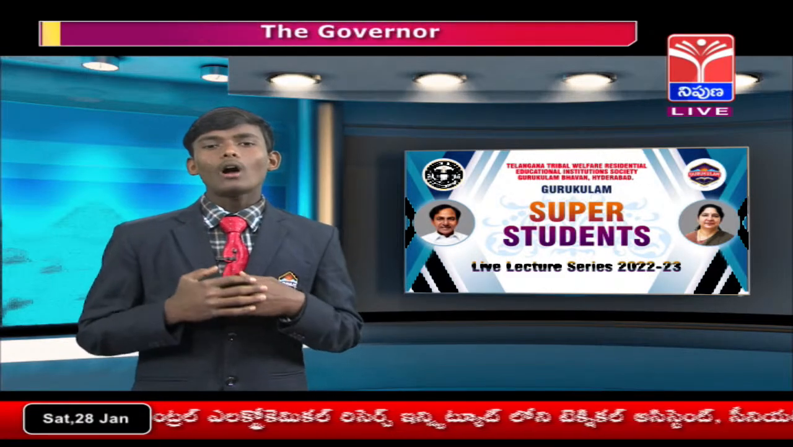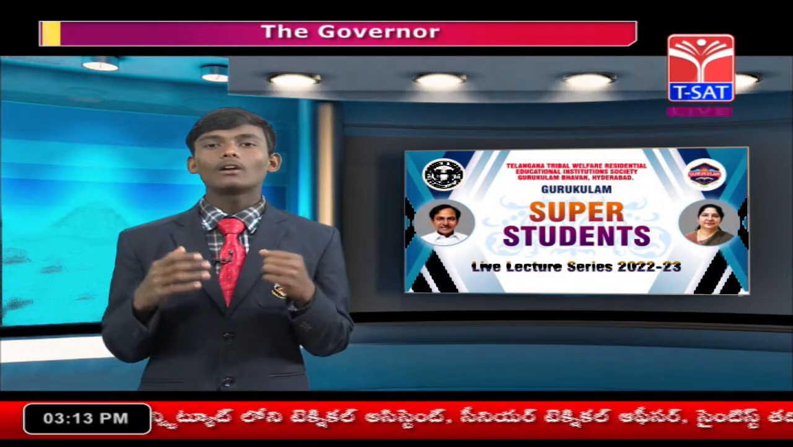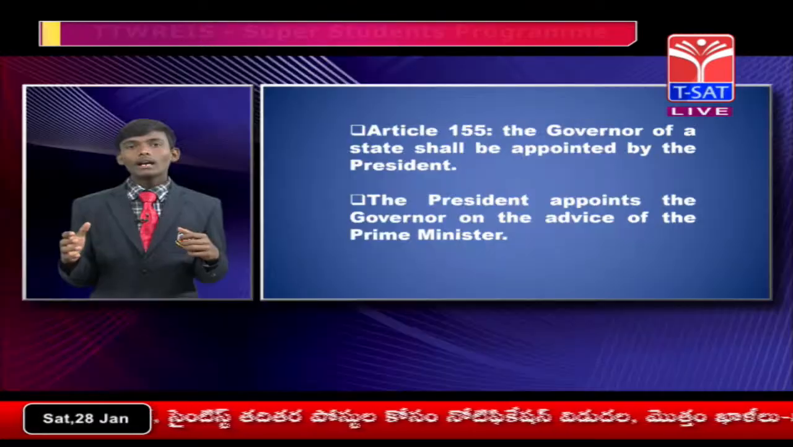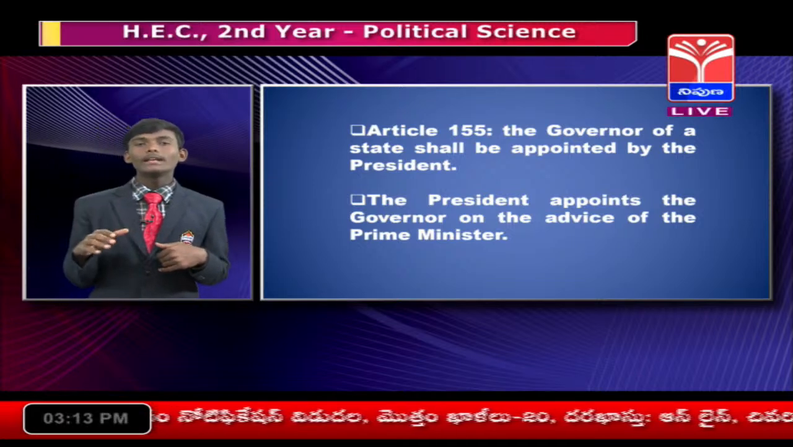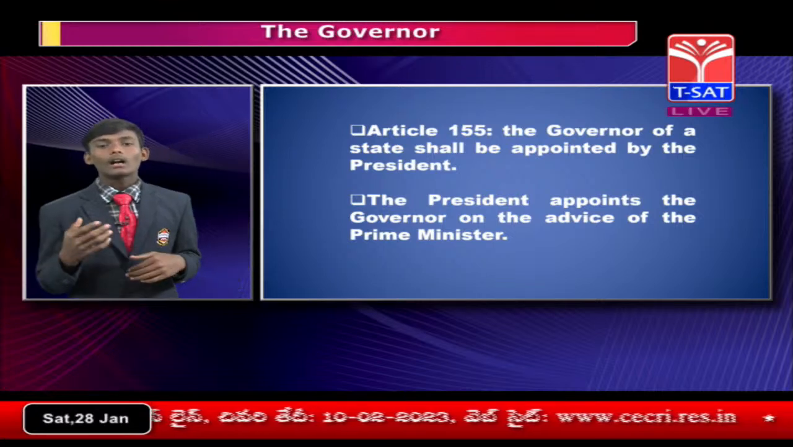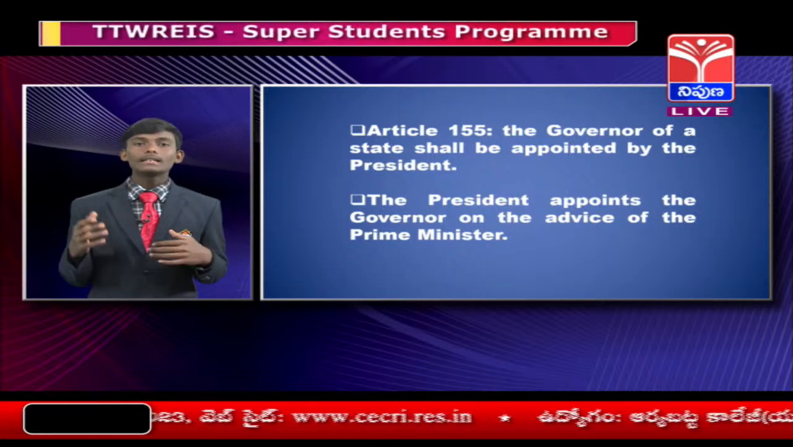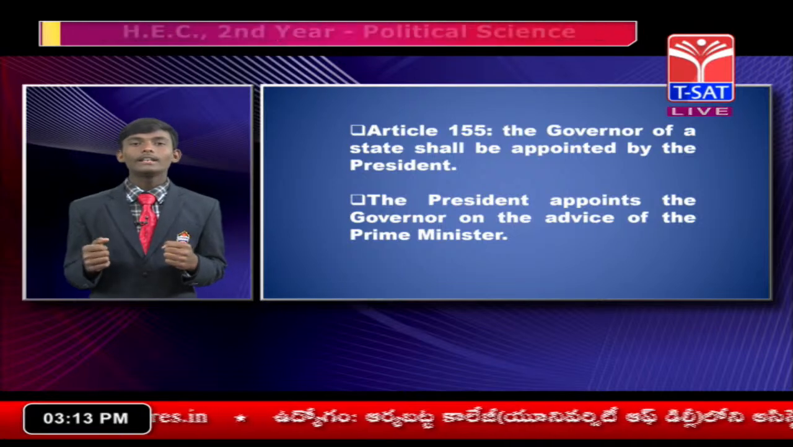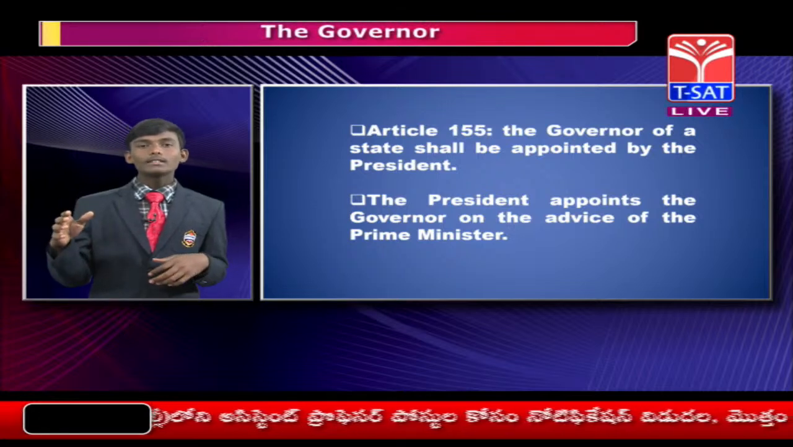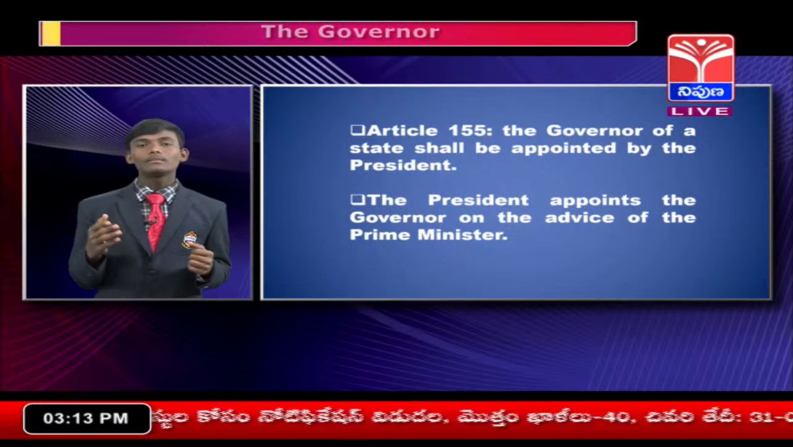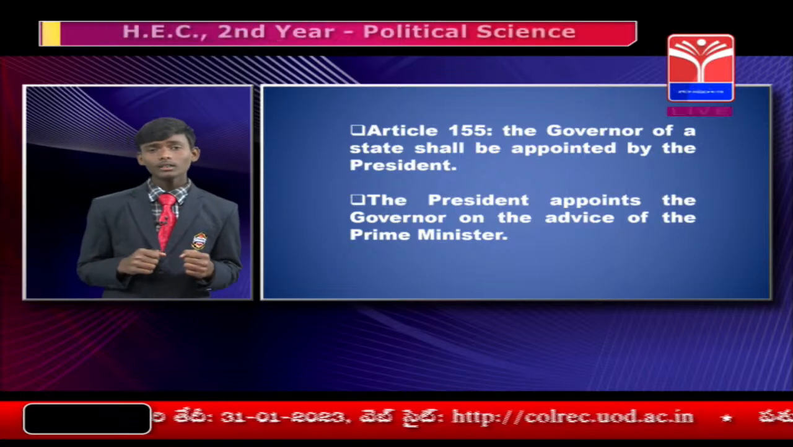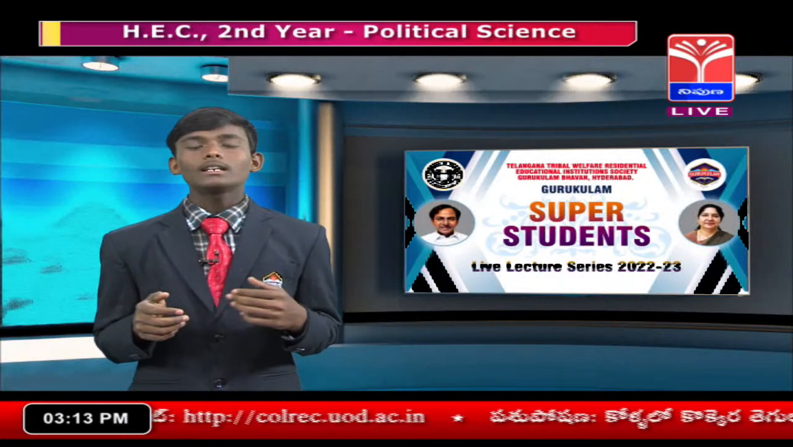According to Article 155, the governor of the state will be appointed by the President of India. We already discussed that the governor is appointed by the President of India, and the President appoints the governor on the advice of the Chief Minister. These are the appointments of the governor.